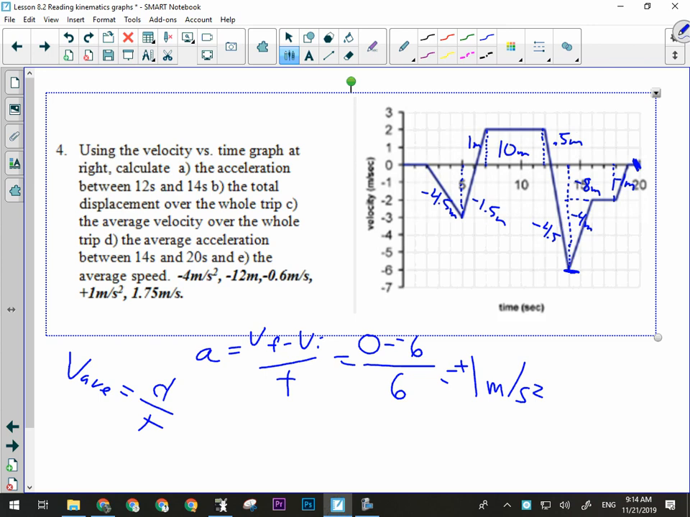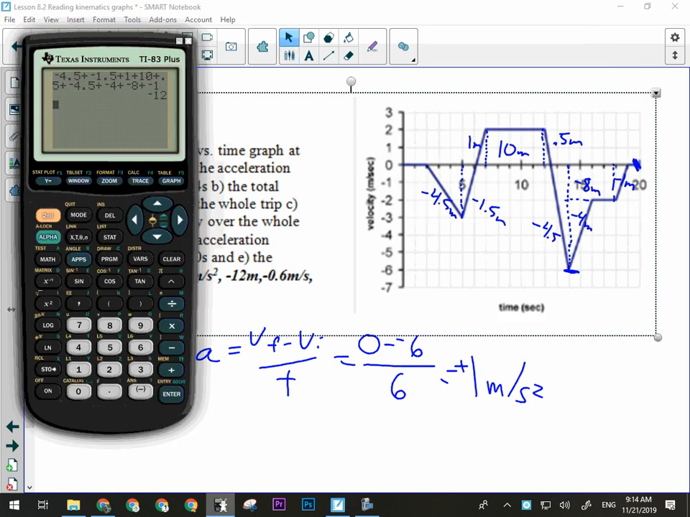So if I do that, I'm going to go 4.5 plus 1.5 plus 1 plus 10 plus 0.5 plus 4.5 plus 4 plus 9. All right, so my total distance traveled is 35 meters. Divide that by 20 seconds, 1.75 meters per second. My average speed over the whole trip.